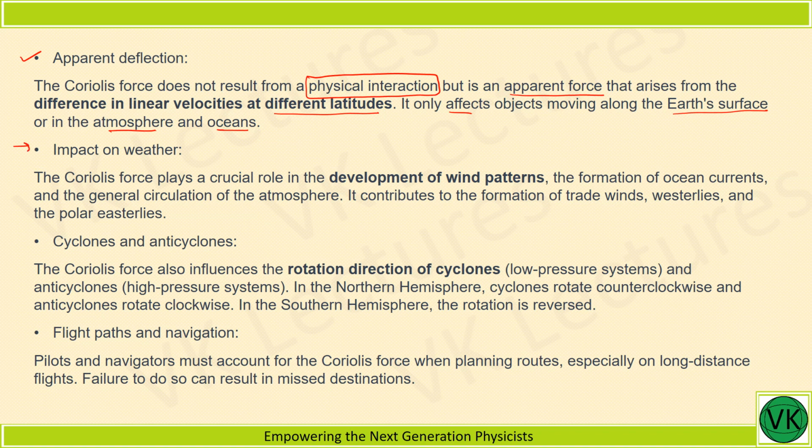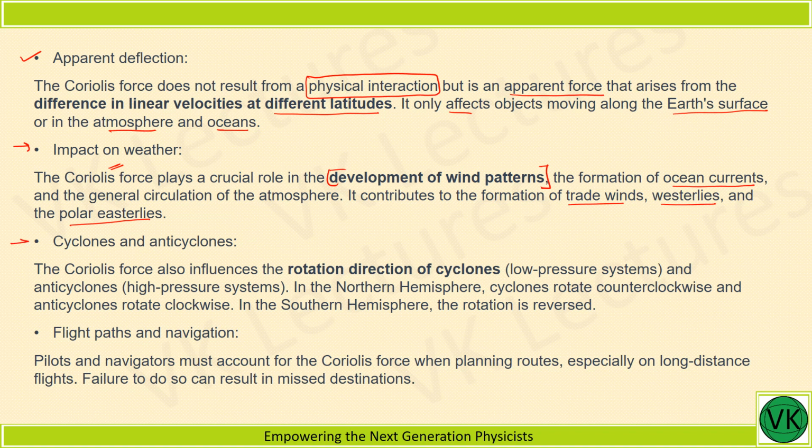Impact on weather: how it affects the weather is through the development of wind patterns. Wind patterns are being developed because of this Coriolis force. Moreover, it affects ocean currents. Then it also contributes to the formation of trade winds, westerlies, and the polar easterlies. These are wind patterns.